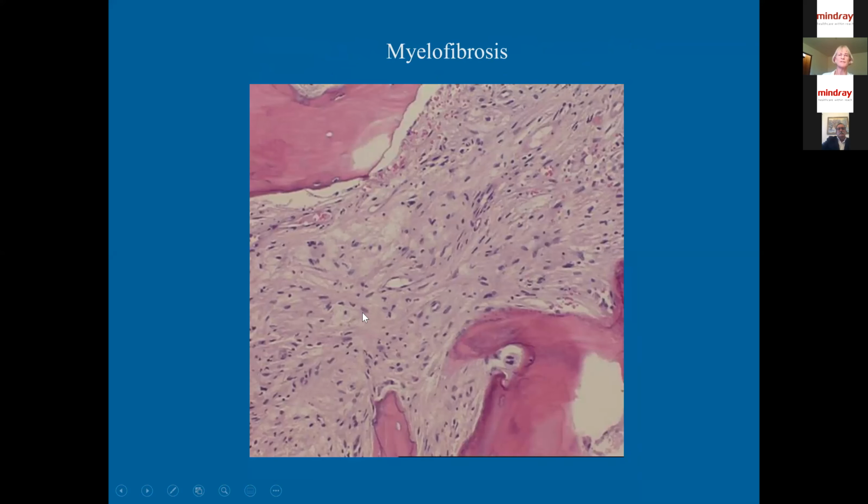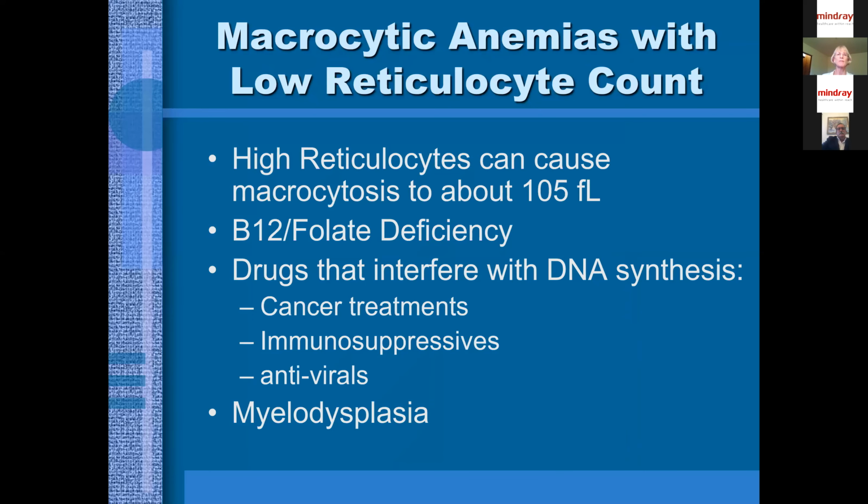Normally there would be fat cells and marrow producing cells, blood producing cells in this marrow, but instead it's been replaced by fibrous tissue. And then the category of macrocytic anemia. So now we're talking high MCV with low reticulocyte count. And just one point about that is that high reticulocytes can cause a macrocytosis, so a high MCV up to as much as 105 femtoliters.